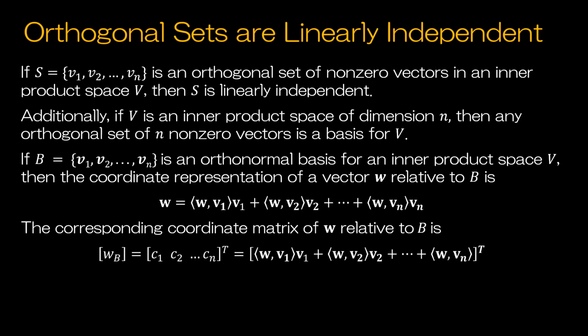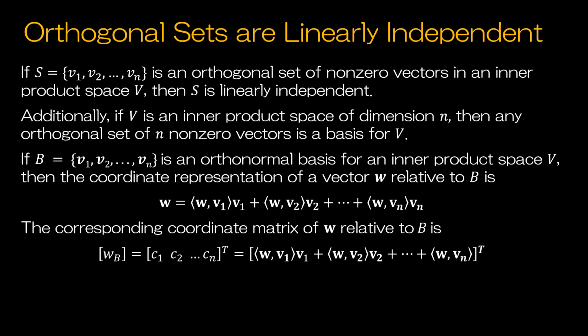Here are a few handy theorems that we can now use when dealing with orthogonal or orthonormal sets. First, if S is an orthogonal set of non-zero vectors in an inner product space, then S is linearly independent. So we talked about the fact that yes, it would be a basis. It can only be a basis if it's linearly independent and spans the vector space.